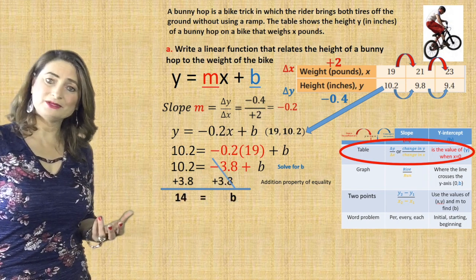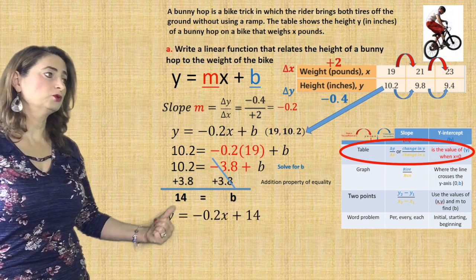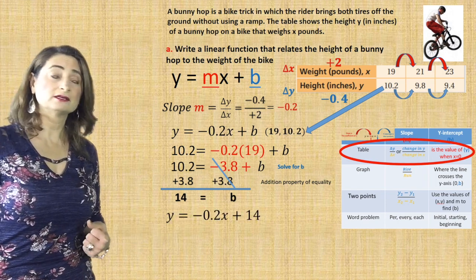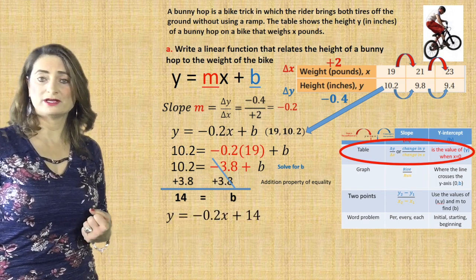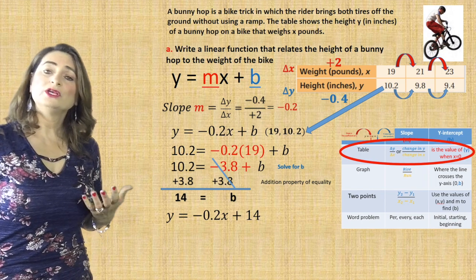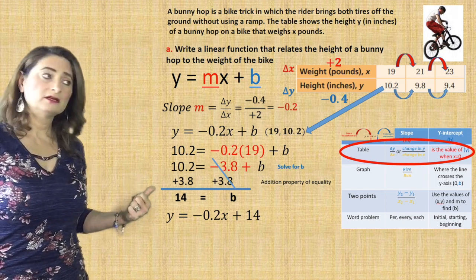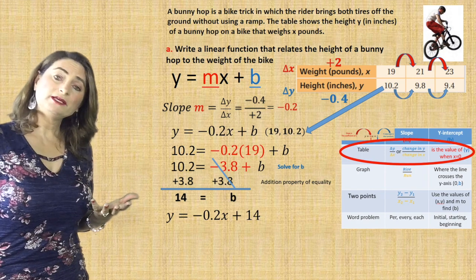Now replace the b in the equation: y equals negative 0.2x plus 14, where 14 is the y-intercept. Now we write those linear functions so we can use them later.